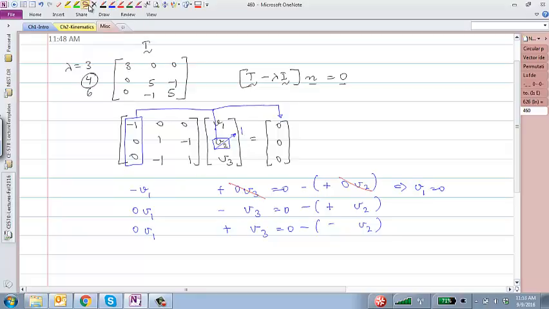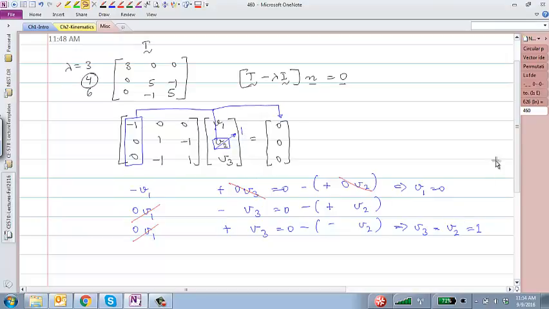The second and the third equations, again: 0V1 is just 0, and all they are saying is that minus V3 is equal to minus V2. The third equation is also saying the same thing, that V3 is equal to V2. So that implies V3 is equal to V2 is equal to 1, because that's what we had assumed up here.